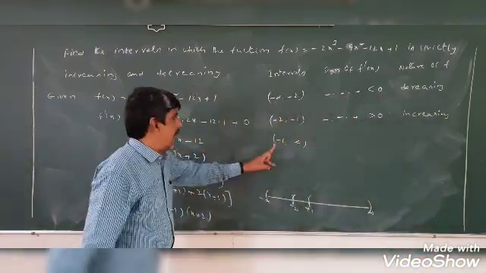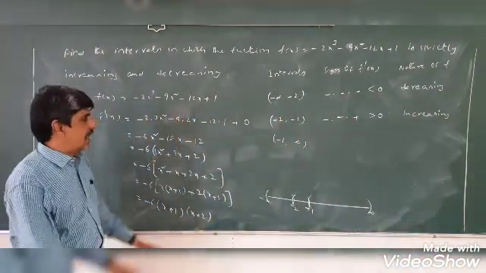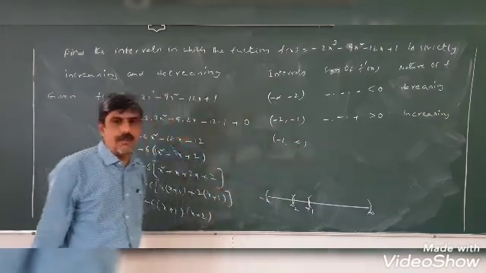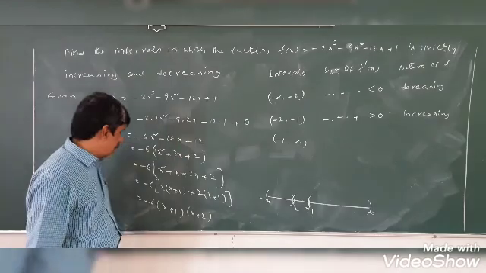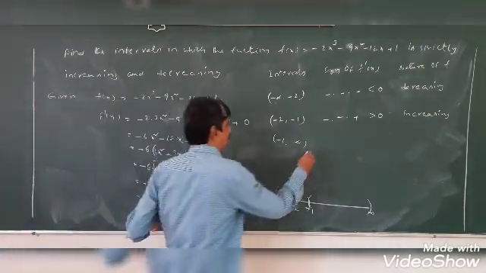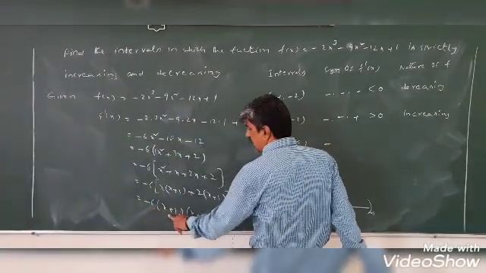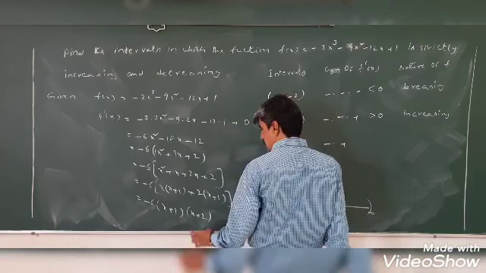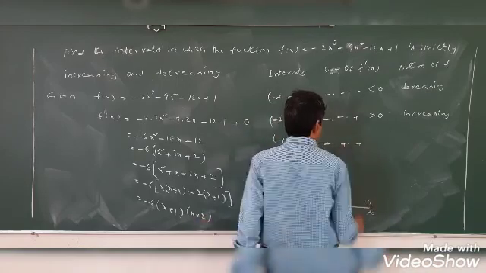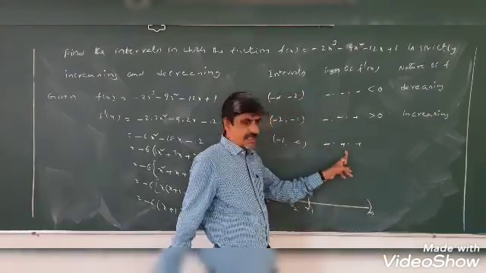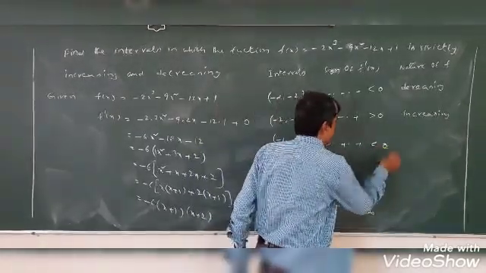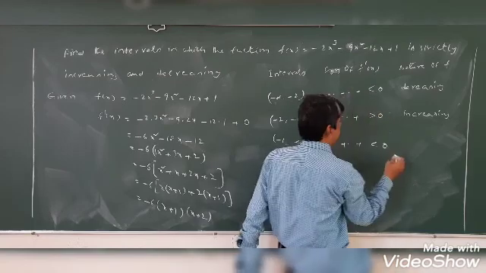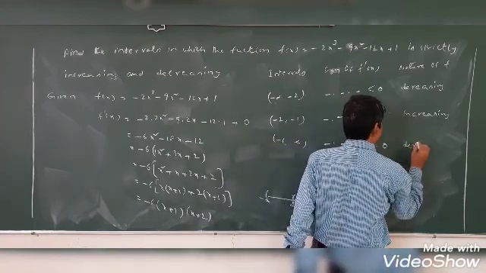Next, minus 1 to infinity. In minus 1 to infinity also there are infinitely many values. One of the values is 0. If I write 0, this is minus already there, 0 plus 1 is plus, 0 plus 2 is plus. So minus into plus into plus is minus. Minus means less than 0, so f dash x less than 0 means the function is decreasing.